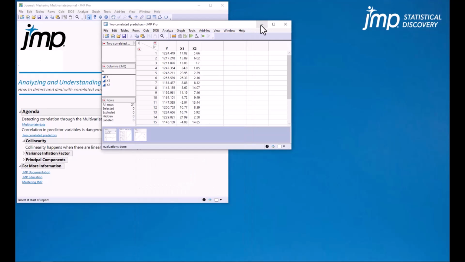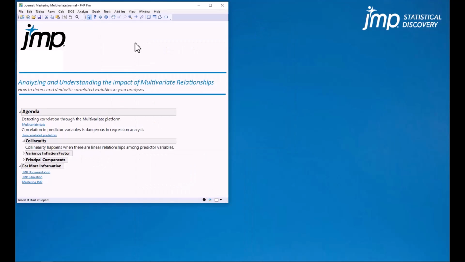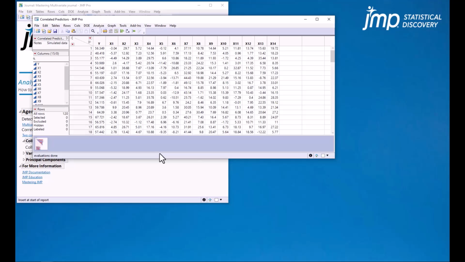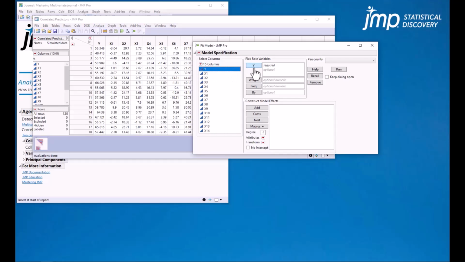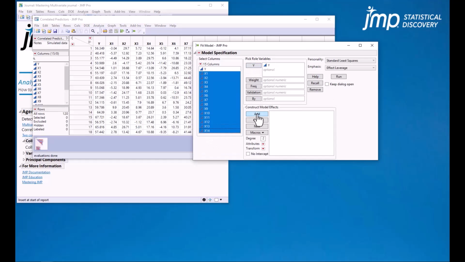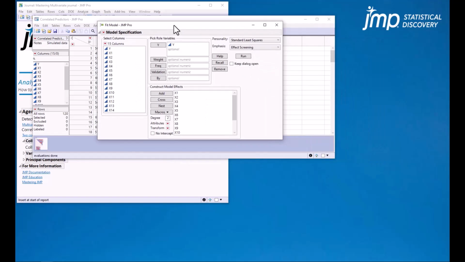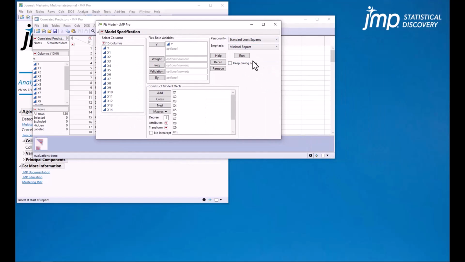So I'll minimize this baby problem, and let's go back to our big data table with 14 predictors in it, and let's fit a model to these data. So again, I'll go to Analyze and Fit Model. Y is the Y, and I've got X1 through X14 in my model. Again, I'll just do minimal report and click Run.